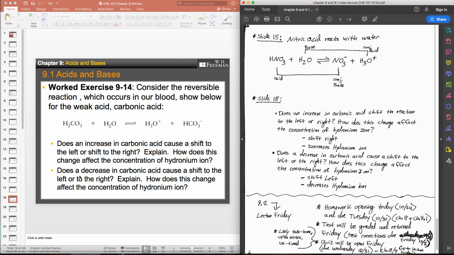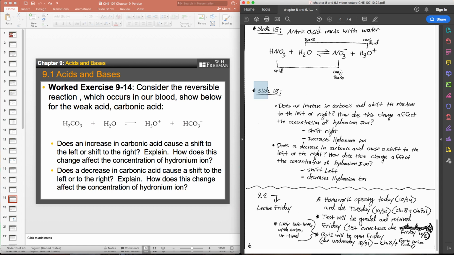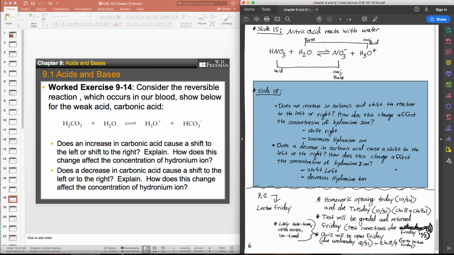So the second question: does a decrease in carbonic acid cause a reaction shift to the left or the right? How does it change the hydronium ion concentration? If we decrease this, we're removing reactants and it will push to the left to compensate. If it's pushing to the left, then we're decreasing the products, and hydronium is a product, so therefore we're decreasing the hydronium ion, okay? So I have that outlined right here. This will be uploaded so you can see that.